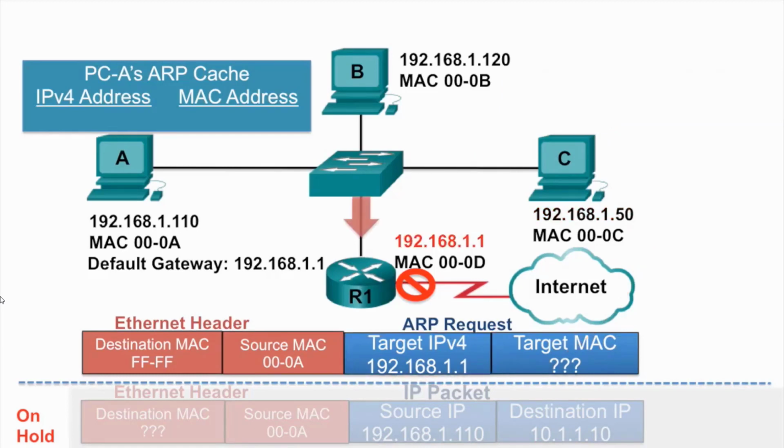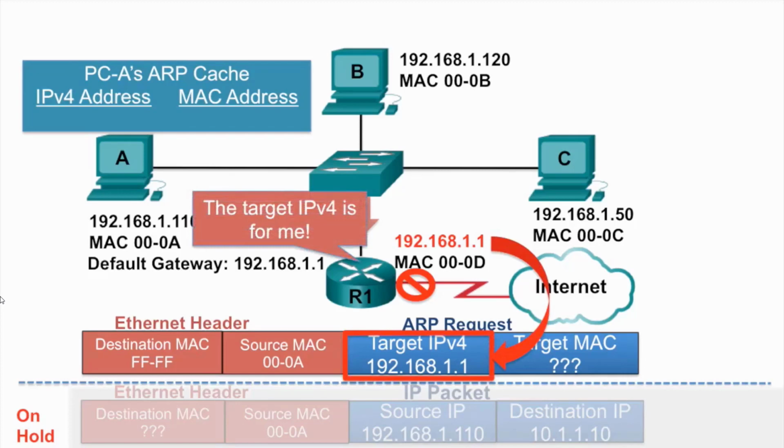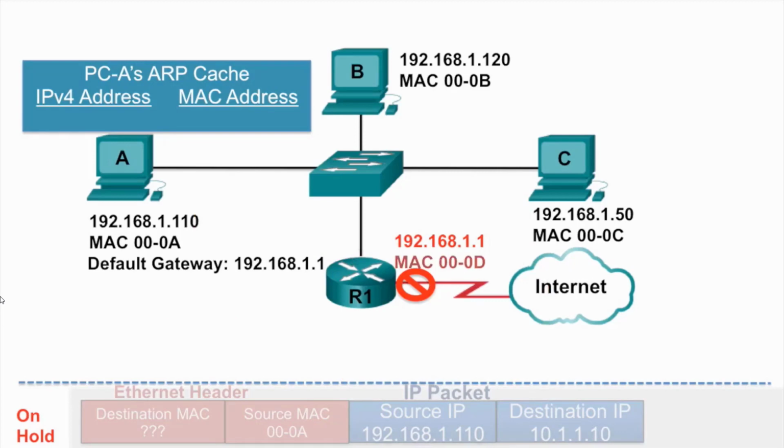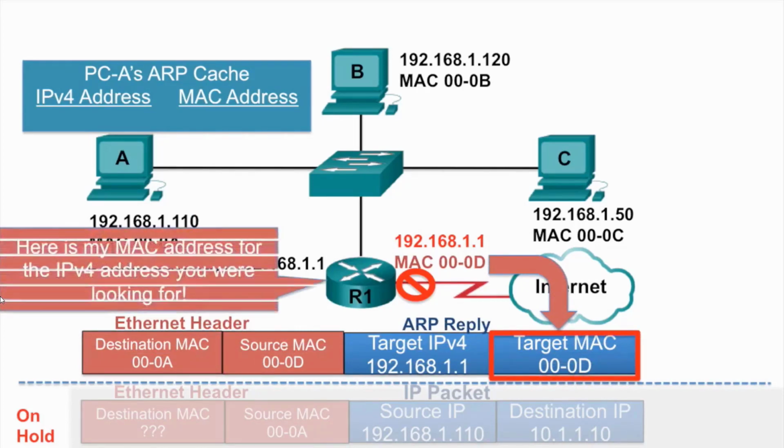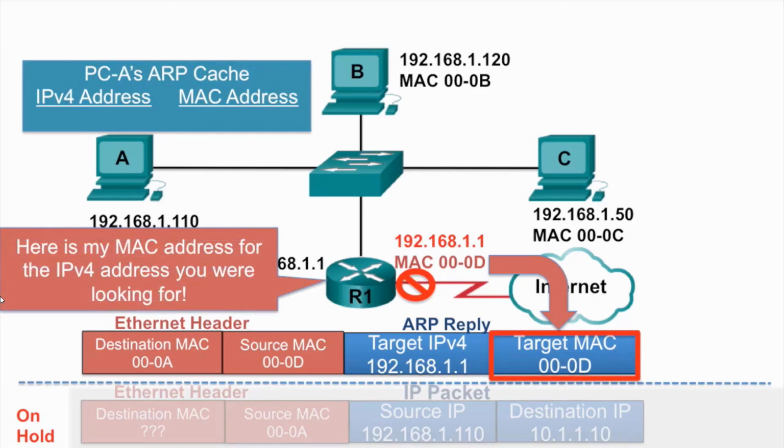Router R1 receives the ARP request, compares its IPv4 address against the target IPv4 address, and it is indeed a match. It is the target of the ARP request. So router R1 will issue an ARP reply in response. It will include its own MAC address, 000D, along with its IPv4 address.